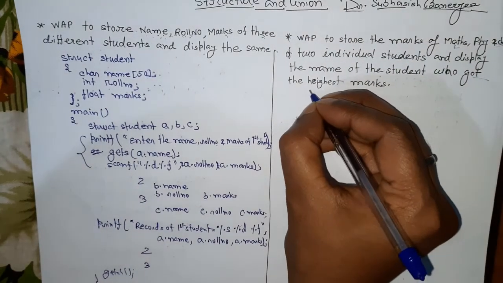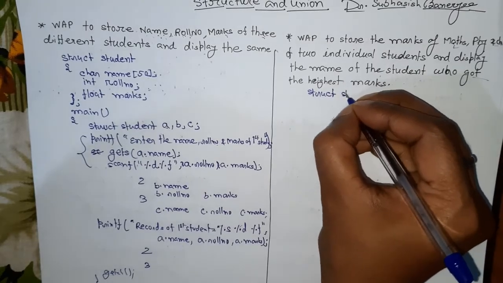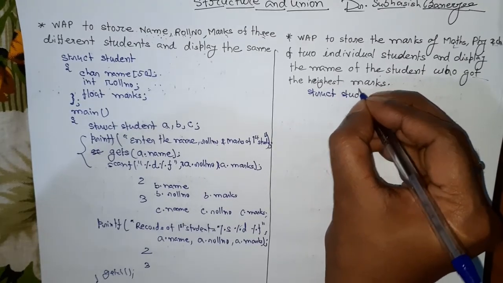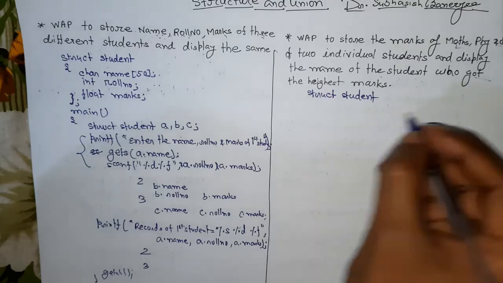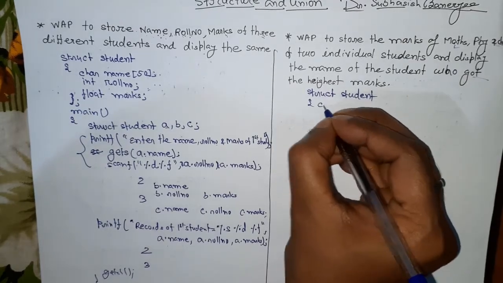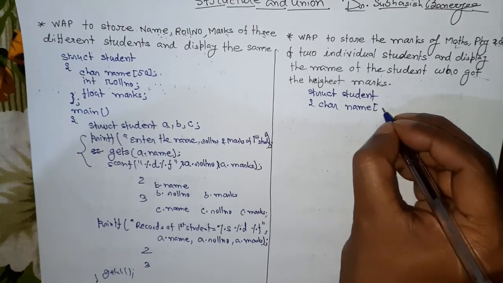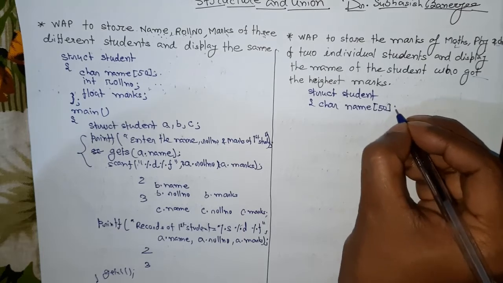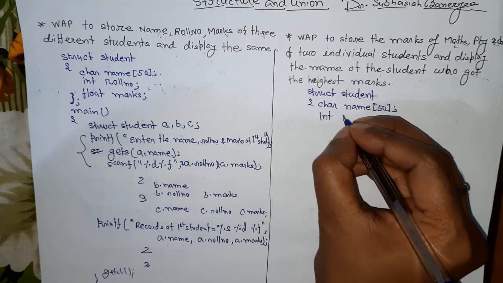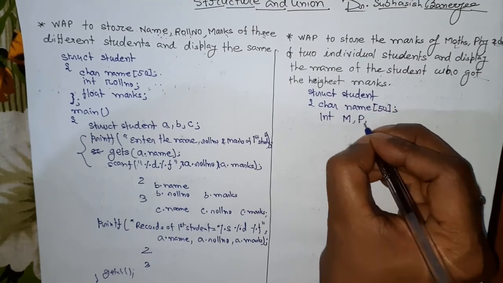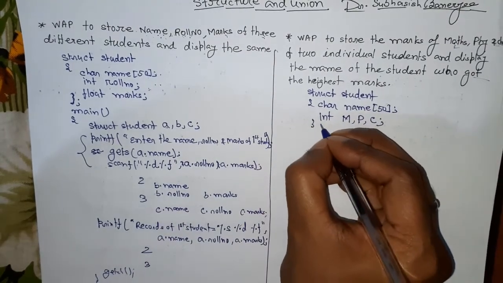So here we may define a structure. Let's have the student. Here we'll have to display the name, so the name also should be stored. It should be of character type. Let's have the name of each individual student, with size 50. Let's have marks of maths, physics, chemistry. For maths, let's have M, for physics let's have P, and for chemistry let's have C. So M, P, C are all of integer type. Close it and end with a semicolon.